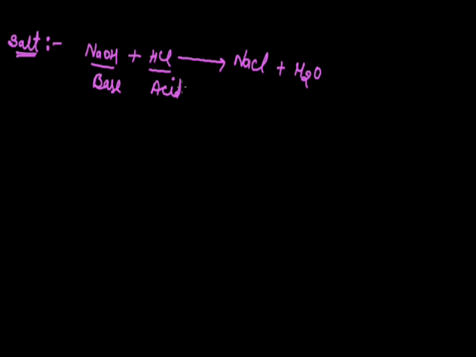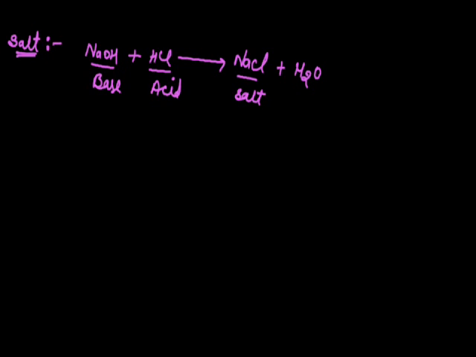For example, if we take NaOH, that is sodium hydroxide, when we react sodium hydroxide with hydrochloric acid, then it will produce sodium chloride, that is NaCl, and H2O. So here we can say that sodium hydroxide is base and hydrochloric acid is acid. So when base reacts with acid, it forms salt, and the nature of salt is neutral, and the formation of H2O also takes place. So salt is what? When base reacts with acid, then the formation of salt takes place.